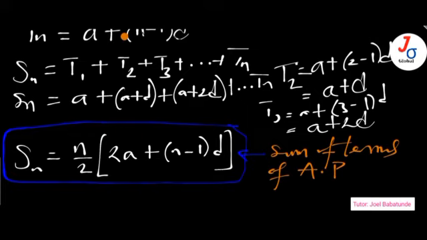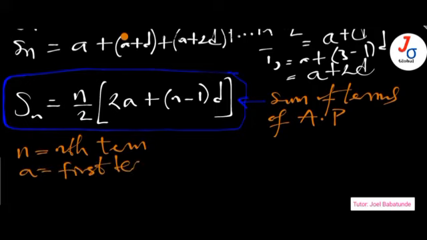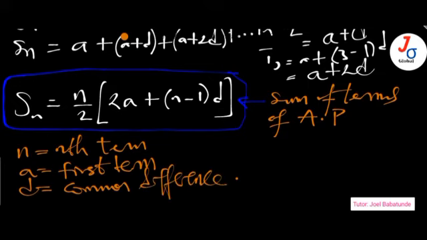I know you're supposed to know this from the previous video, where n equals the number of terms, a equals the first term, and d equals the common difference. All right, so this is the formula to find the sum of terms in an AP. In the next episode, we'll be looking at examples on how to actually use this formula to solve problems.